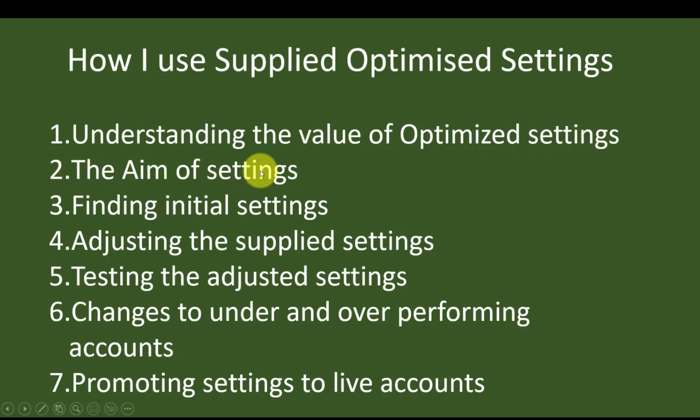We've looked at the aim of setting, and that is to get a conservative strategy going. We found the initial settings, we adjusted the supplied settings, and we are now into testing the adjusted settings, making changes for under and overperforming accounts, and then promoting settings to the live accounts. So that's more or less where we are now. Let's go on to that area.